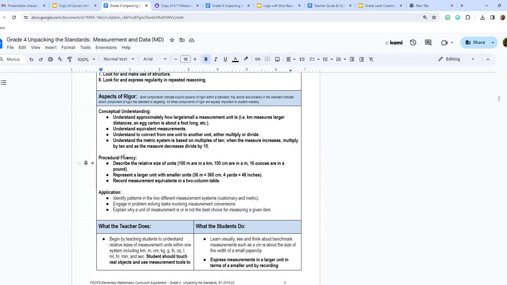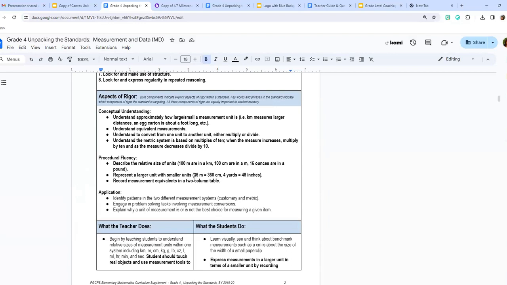Let's talk about the procedural fluency. Describe the relative size of units. 100 meters are in a kilometer, 100 centimeters are in a meter, and 16 ounces are in a pound. Represent a larger unit with smaller units, such as 36 meters is going to be equal to 360 centimeters, whereas 4 yards is going to be equal to 48 inches.